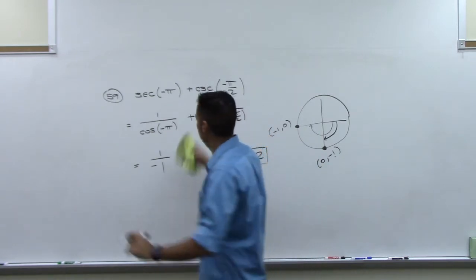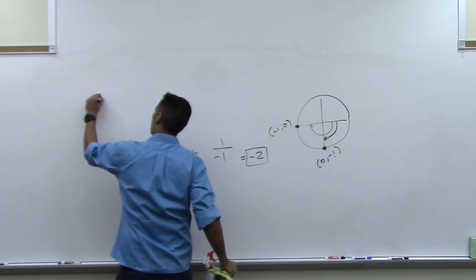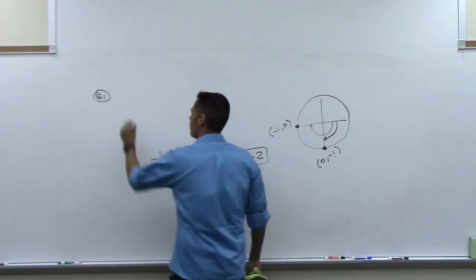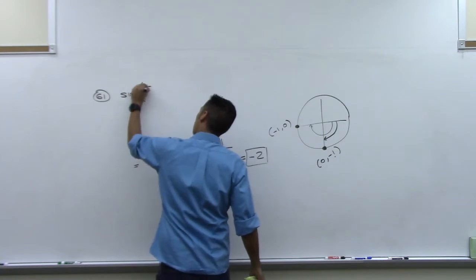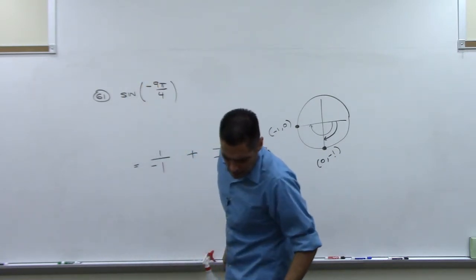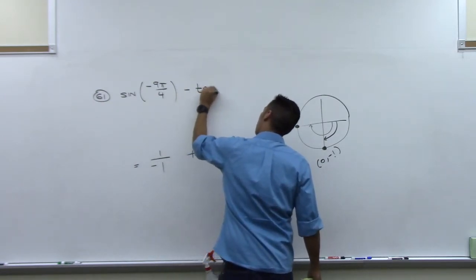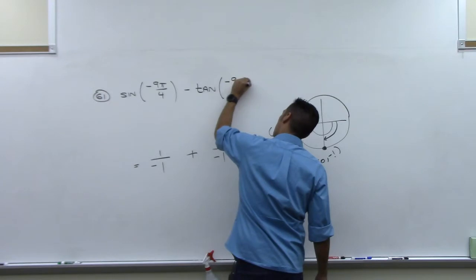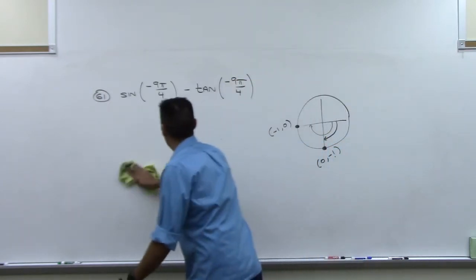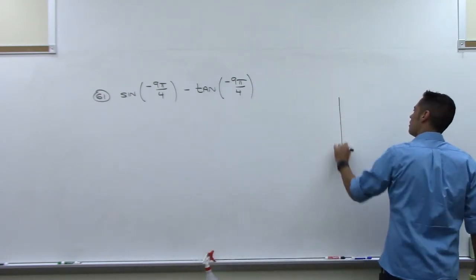Number 61. Sine of negative 9 pi over 4 minus tangent of negative 9 pi over 4. All right. Well, it looks like we're using negative 9 pi over 4. See if we can figure out where that is.